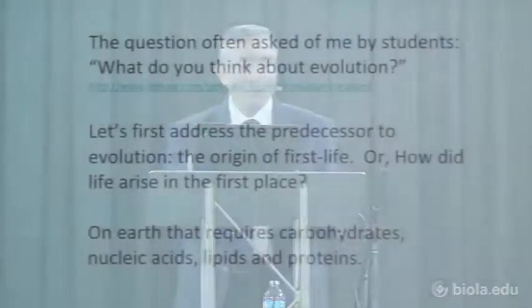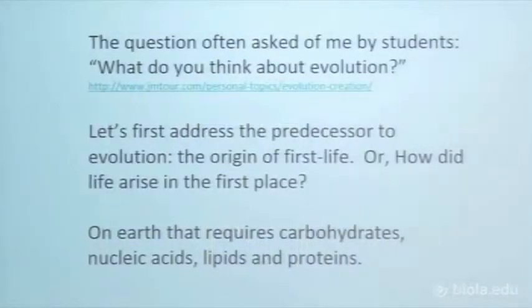You want to say, well, aliens brought it here. That's fine. I'm okay with that. But let's say origin of first life. Where did the alien life come from? Let's say, what is the origin of first life? And on Earth, life has to have 4 compounds. It has to have carbohydrates, nucleic acids, lipids, and proteins. Those 4 compounds. That's what life is made out of today. That's what you and me are made out of.